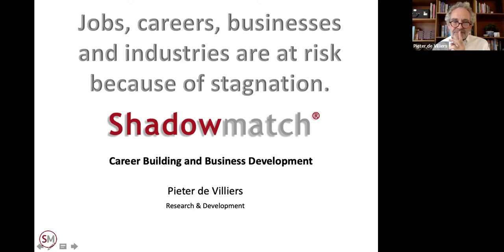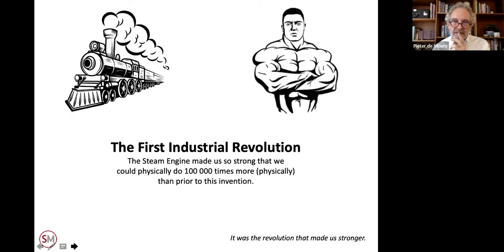Now, with this in mind, let's have a look at the history. The first industrial revolution. I didn't put a date to this. You can obviously Google the first industrial revolution and get a date, but it's in the late 1700s. It was triggered by the steam engine, built as a mechanical engine, which made us so strong that we could physically do 100,000 times more than prior to this invention.